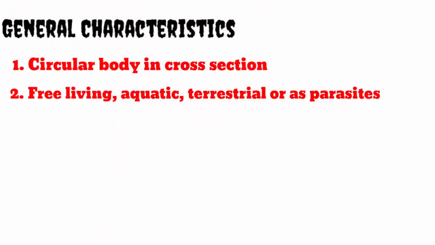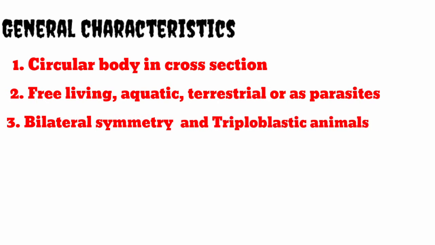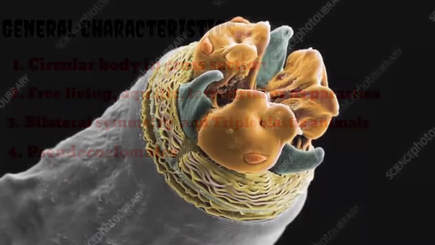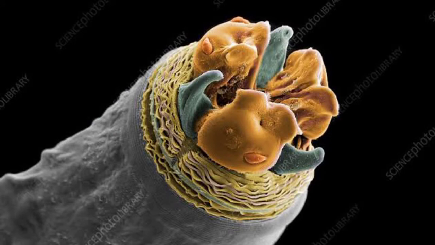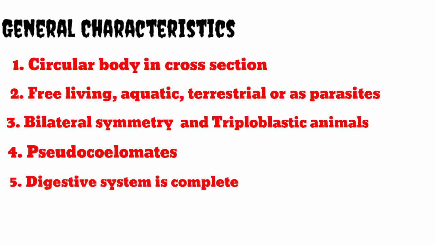What is important is the symmetry. Symmetry is bilateral. Got it? They are bilaterally symmetrical organisms and they are triploblastic. What about the coelom? These are the first phylum to exhibit pseudocoelom. Got it? So remember this point, pseudocoelomate animals. What about their digestive system? Is it complete or incomplete? It is complete. So this is the first phylum to exhibit a complete digestive tract, that is having a well-defined mouth and a well-defined anus. Very important.